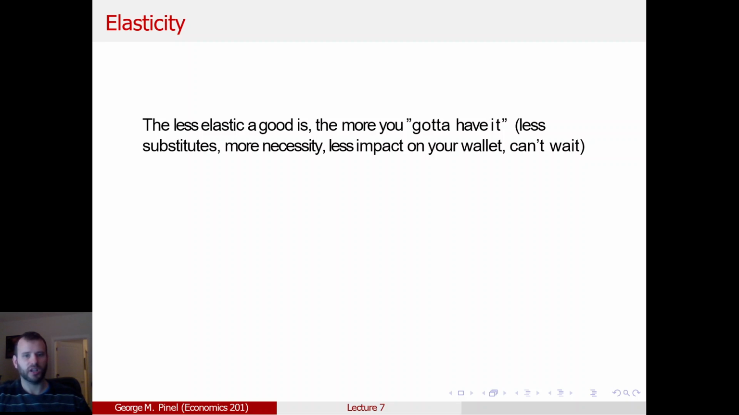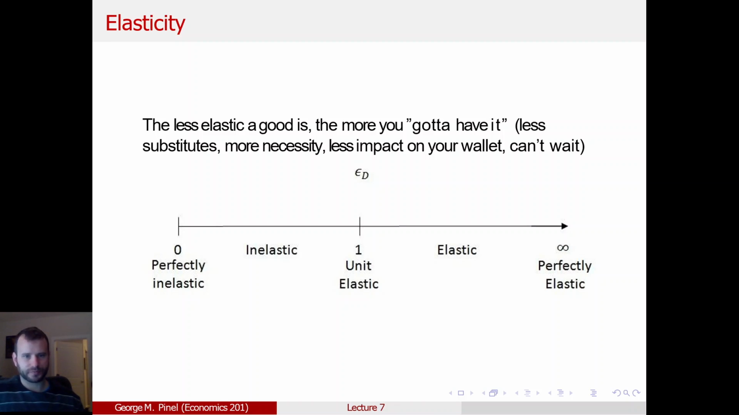Okay, so if there's not a lot of substitutes, if it's something that you need, if it's something that a price increase isn't going to break your bank, and if it's something that you kind of need right now, all four of them will make the good less elastic, or more inelastic, if you want to say it that way. Okay, you're going to be less price sensitive. Your quantity demanded will shift by a little, even if the price increases by a lot. Okay, so that's an inelastic good.